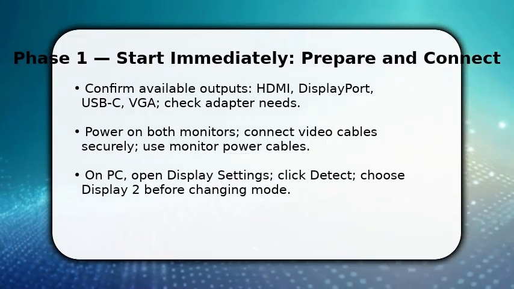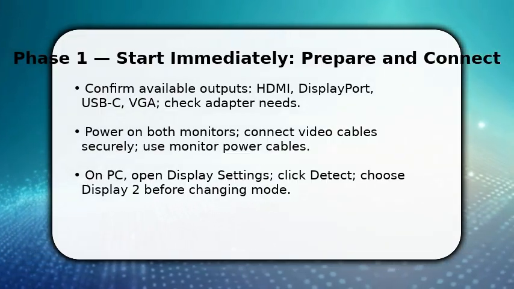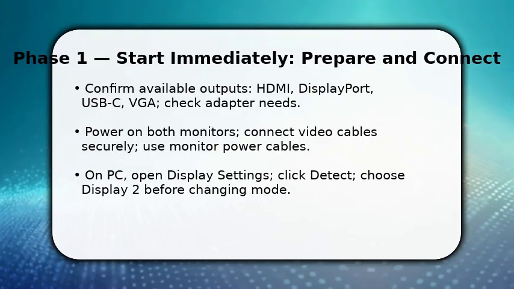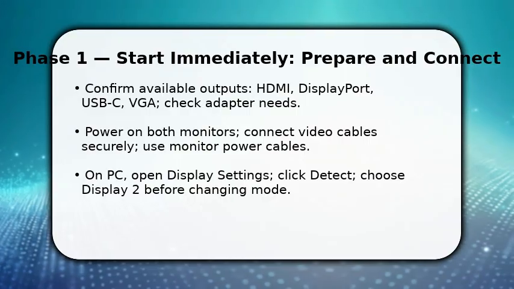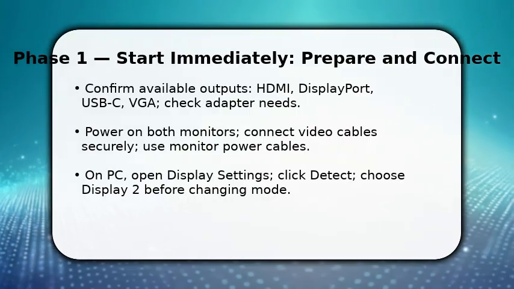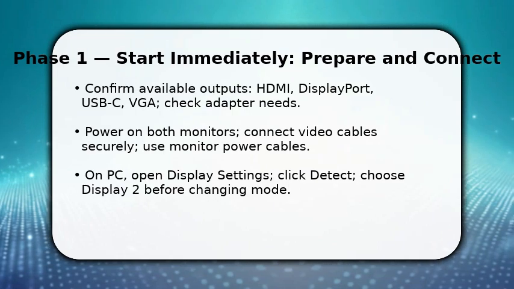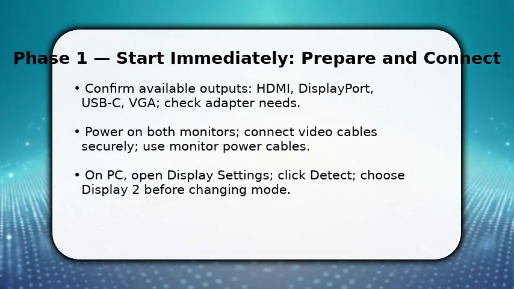On Windows, head to Display Settings and click Detect so the system recognizes screens. Make sure the machine shows 2 displays before you change modes. This prevents wasted steps and lets you immediately switch from duplicate to extend when both displays appear.